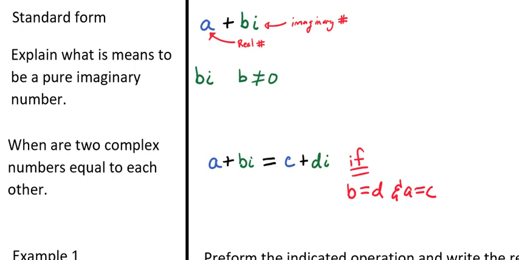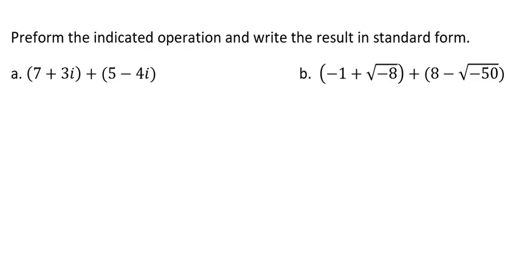We're going to do some examples where we work with our imaginary numbers and our complex numbers. We're going to perform the indicated operation, and then write the result in standard form. So remember, our standard form is a plus bi. What's important to note is that real numbers can only go with real numbers, and imaginary numbers can only go with imaginary numbers when we're adding and subtracting.